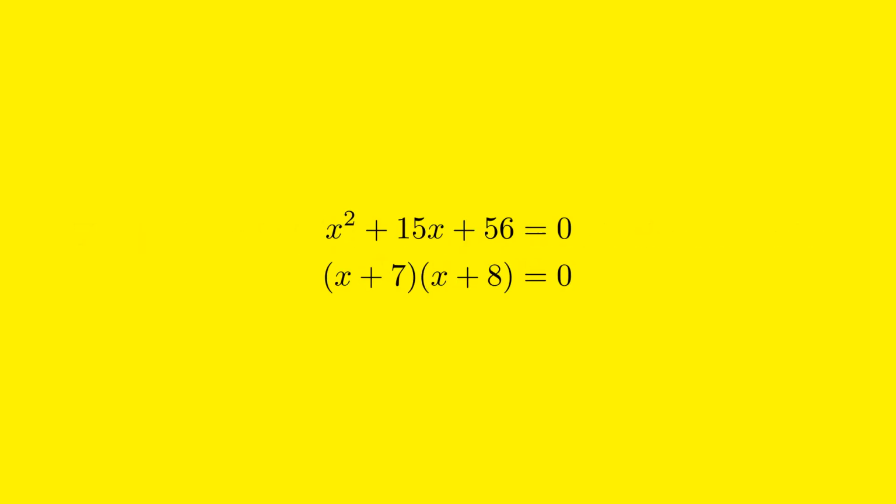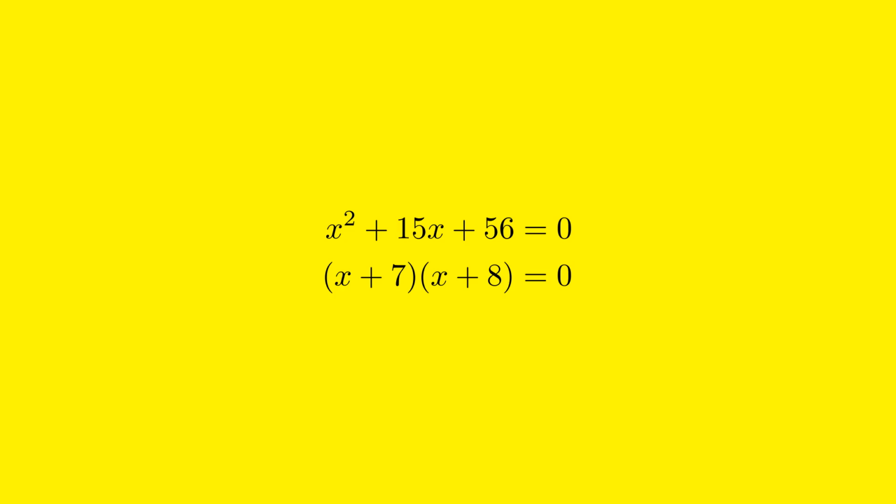In step 1 of solving the quadratic equation x squared plus 15x plus 56 equals 0, we begin by attempting to factor the quadratic expression. The goal is to express the quadratic trinomial as a product of two binomials. To do this, we look for two numbers that, when multiplied together, give us the constant term 56, and when added together, give us the middle coefficient, which is positive 15.